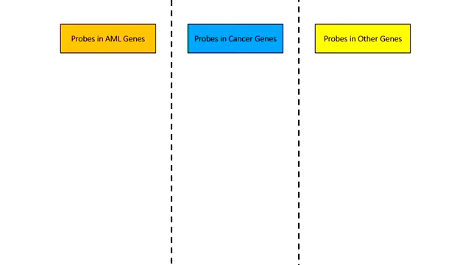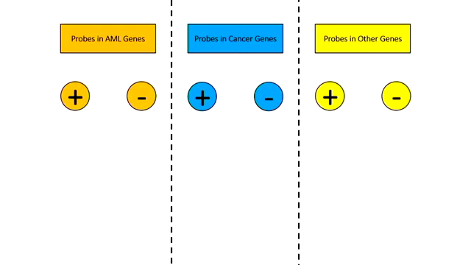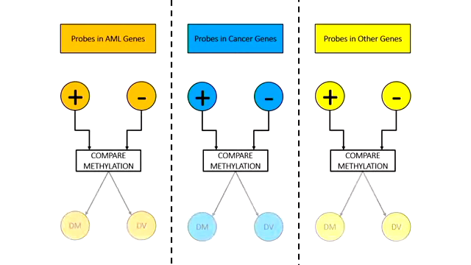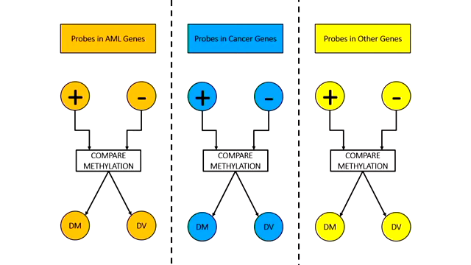This is just a visual representation of the idea behind this. In each of these groups, we'll have probes from both mutated and non-mutated samples indicated by the plus and minus. We're then going to compare the methylation between those, and from there we'll get a list of probes where we found differential methylation or differential variation. Then we're going to compare how prevalent these are within these groups and see if there's any difference. None of these probes will cross between these different groups.